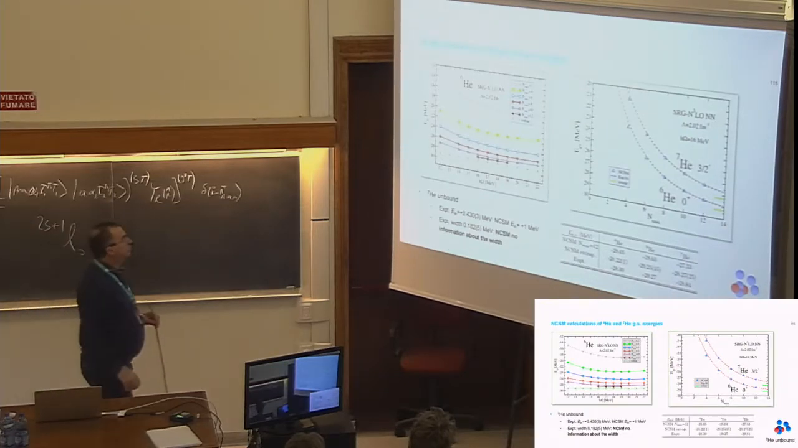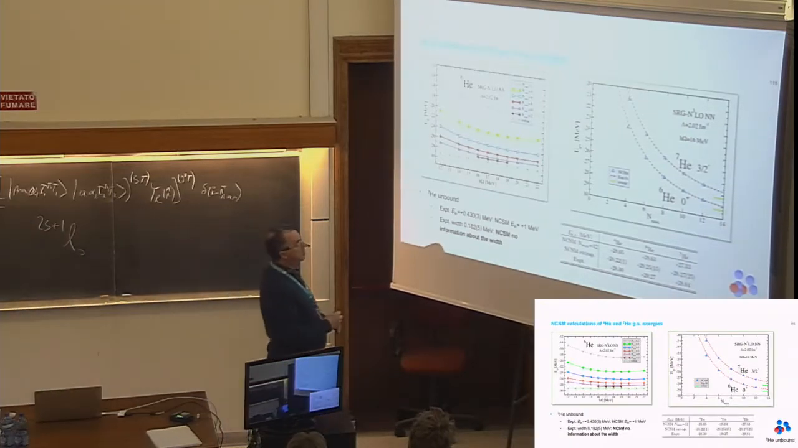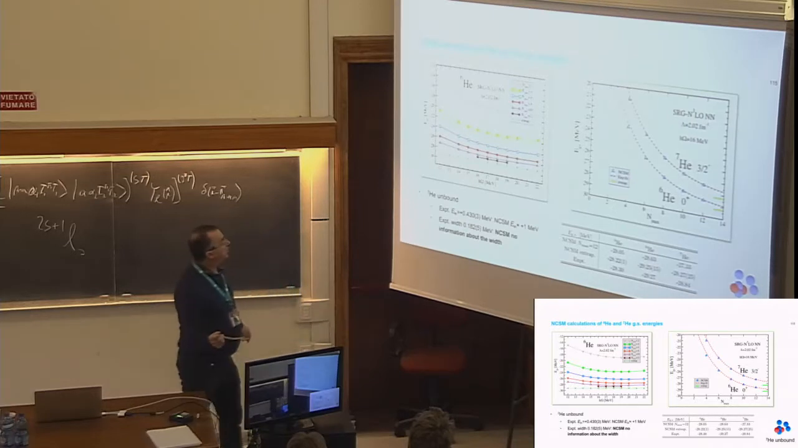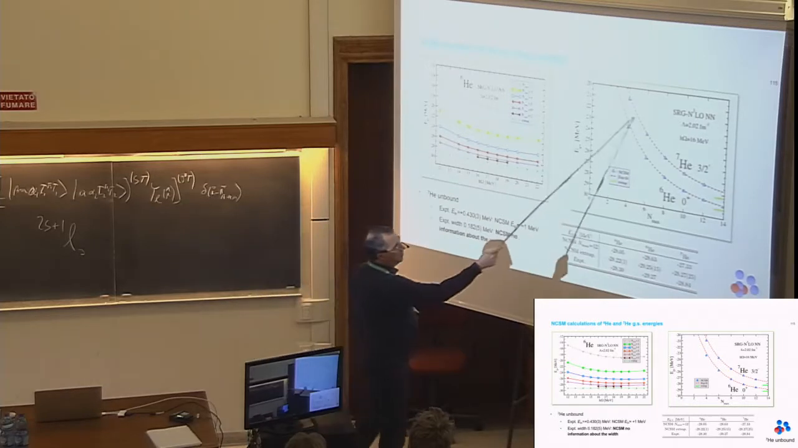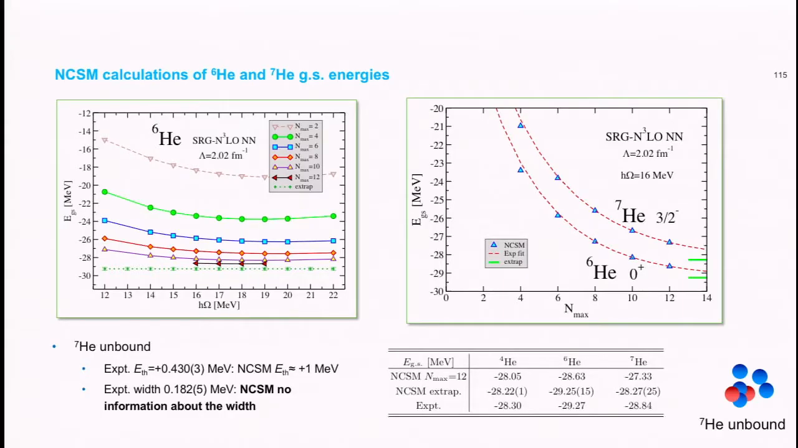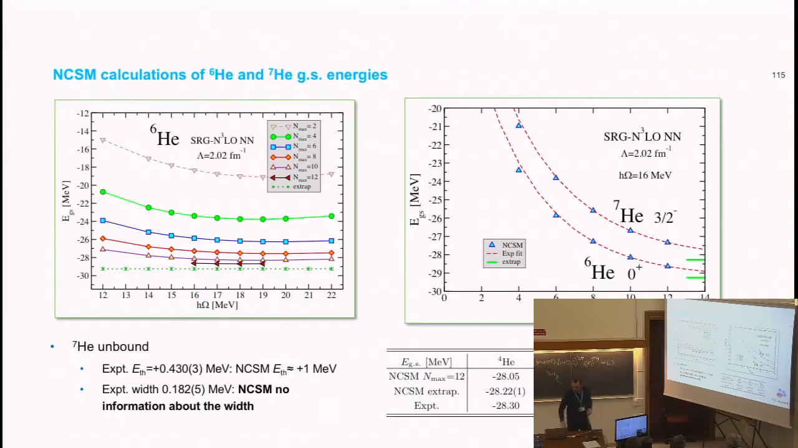Okay, and so now let's move on to something else. I showed you this figure for helium-6. So this is just the no-core shell model. Then I said, why don't we do helium-7 in the no-core shell model? And then we see that we get an unbound system, but we cannot say what the width of this state is, or anything more than that it seems to be unbound in this calculation.